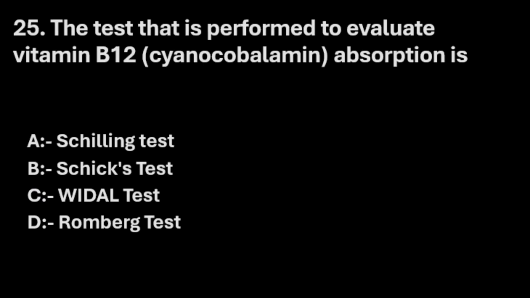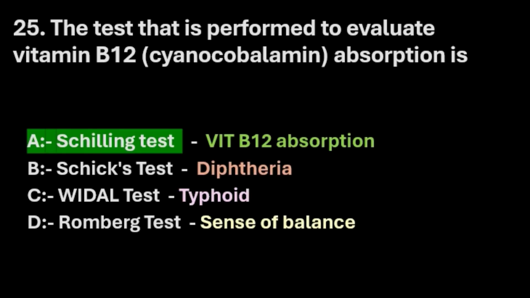Next question, which is the last question of this portion. The test that is performed to evaluate vitamin B12 absorption or cyanocobalamin absorption is option A, Schilling's test, option B, Stick's test, option C, Vidal test, and option D, Romberg test. Let us go to the right answer. The right answer here is option A, Schilling's test. Schilling test is for the vitamin B12 absorption. Stick's test is for diphtheria. Vidal test is for typhoid, and Romberg test is for assessing the sense of balance.